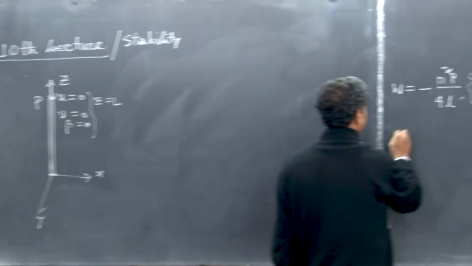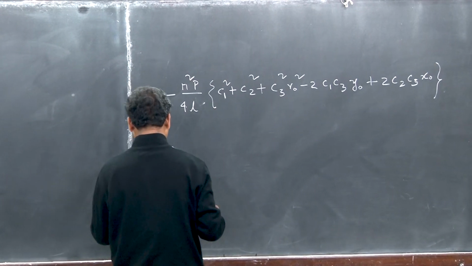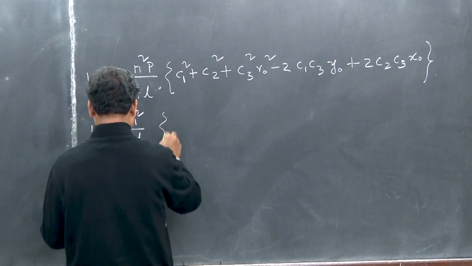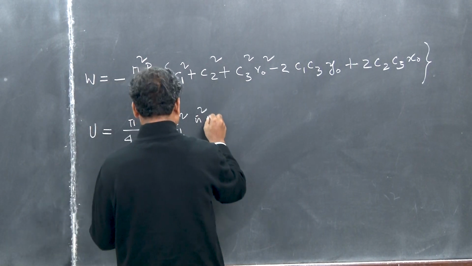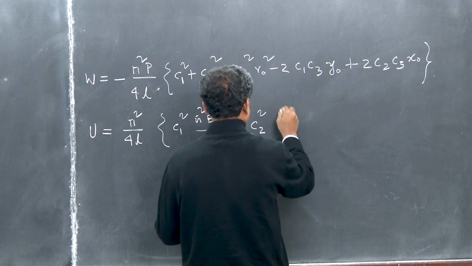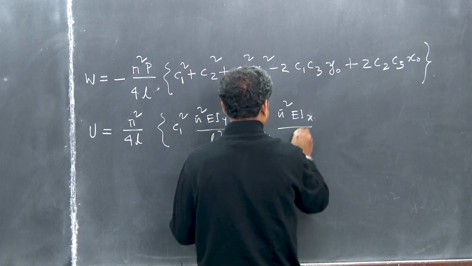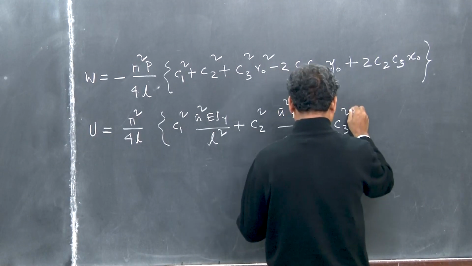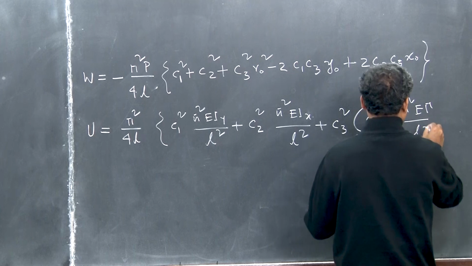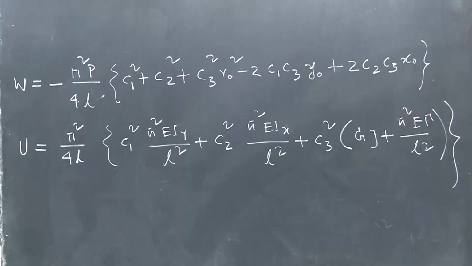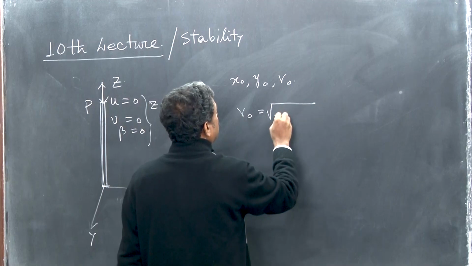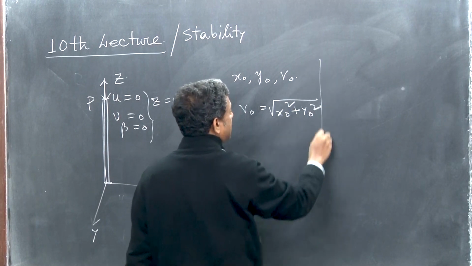Now, this is the work done, and the strain energy, if you can recall, we have already derived. The strain energy expression was pi square upon 4L times C1 square pi square EIy by L square plus C2 square pi square EIx plus C3 square GJ plus pi square E omega upon L square, with x0, y0 and r0, where r0 square is x0 square plus y0 square. Please recall this expression; later I will come back to it.